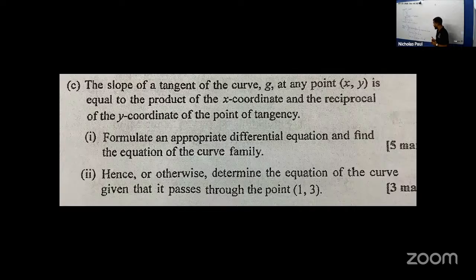Right, next question. What's this here? This one here is a differential equation. So let's read the info and see if we can create an equation. This came in 2018. The slope of a tangent of a curve G at the point x, y is equal to the product of the x and the reciprocal of the y.